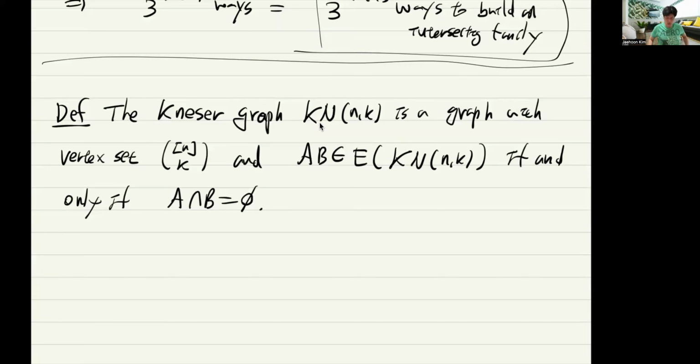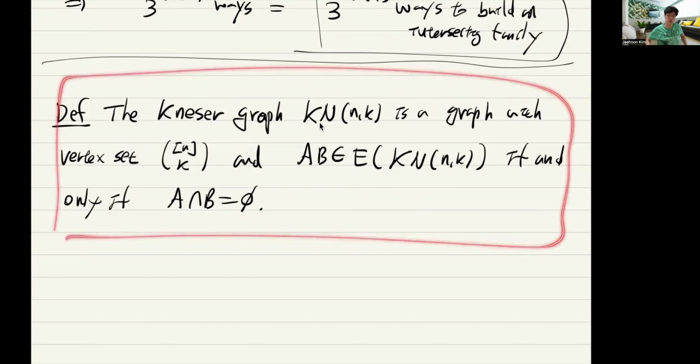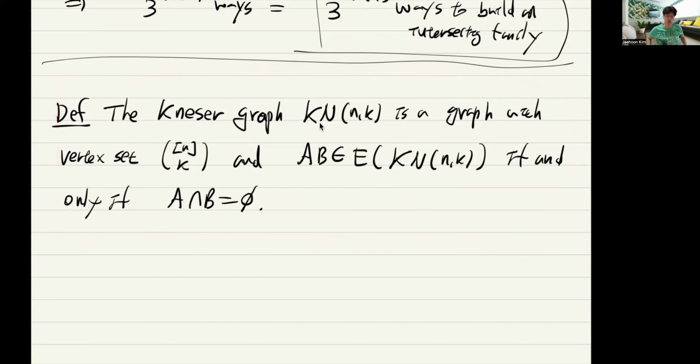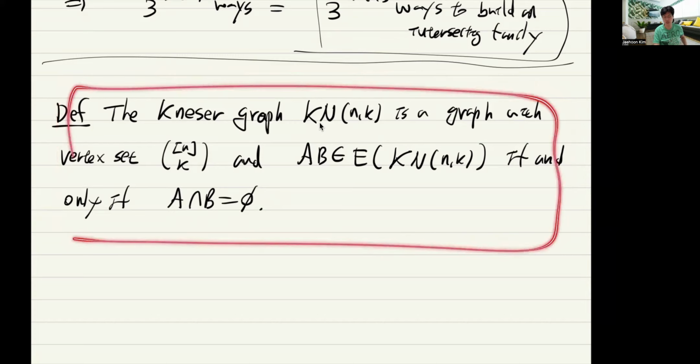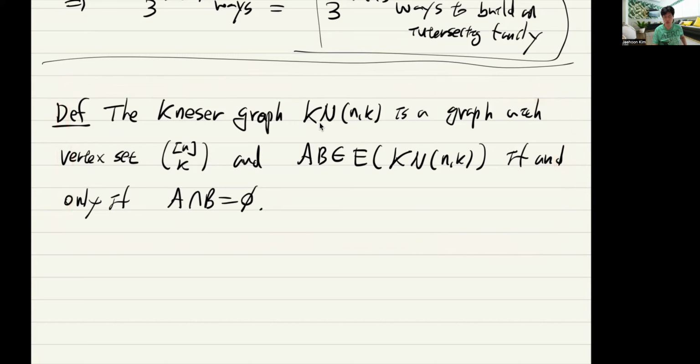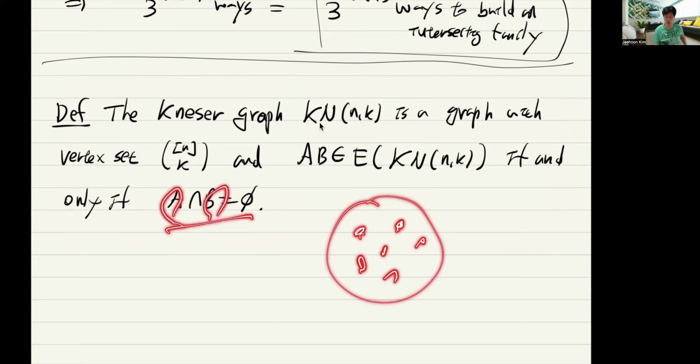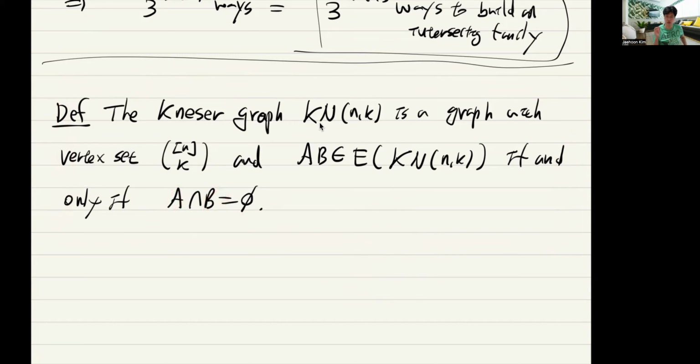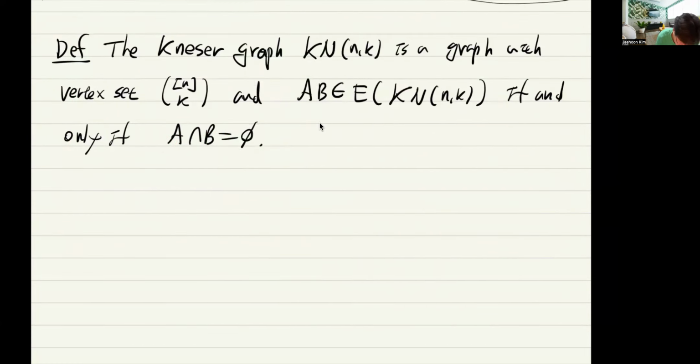Anyway, now this is the correct graph. If you consider an independent set here, that means these vertices have no edges between them. That means they correspond to sets whose pairwise intersection has an element. So that's an intersecting family. So now what?